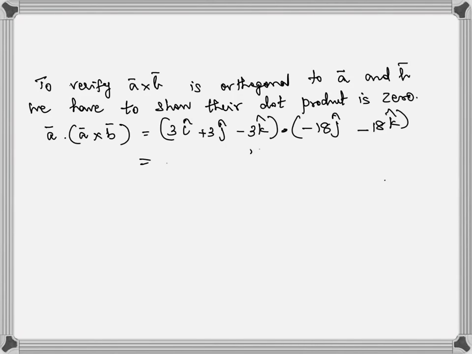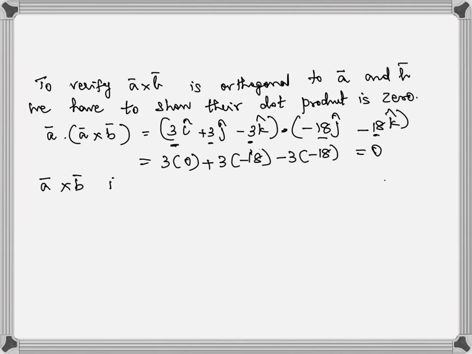Then we compute this dot product, which will be 3 times 0, since there is no i component here. Then 3 times negative 18, and negative 3 times negative 18. So 3 times 0, 3 times negative 18, negative 3 times negative 18, obviously it is equal to 0. This tells us that A cross B is orthogonal to vector A.